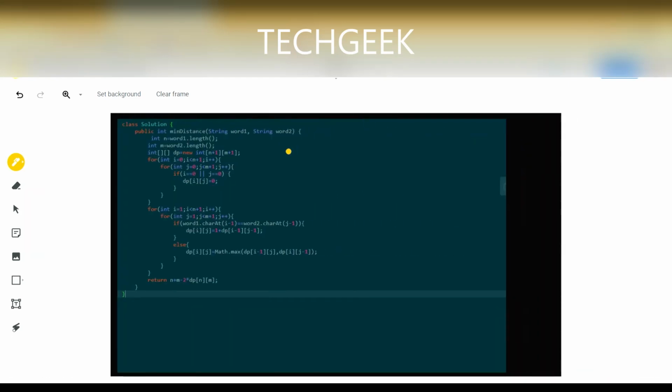Let's look at the code too. So our code is just a simple one. First we'll initialize by 0. We'll compare the elements. If they are equal, then 1 plus the diagonal element. If not, take the maximum of i minus 1, j and i, j minus 1, and return n plus m minus 2 times the LCS value. I hope this is clear.